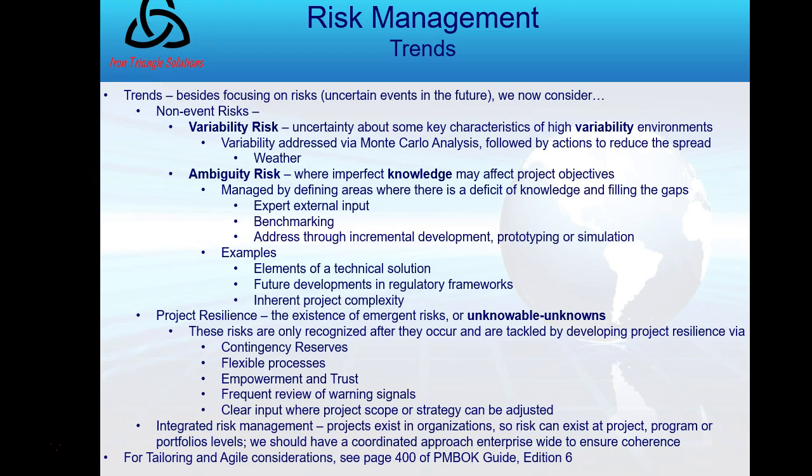What if the expert external input is wrong? What if benchmarking was inconclusive or unsubstantiated? Okay, and those are some examples. So know those terms: variability risk, which is uncertainty about some key characteristics of high variability environments like weather. And then there's ambiguity risk, which is imperfect knowledge that affects objectives. And then review the rest of the trends and tailoring on page 400.